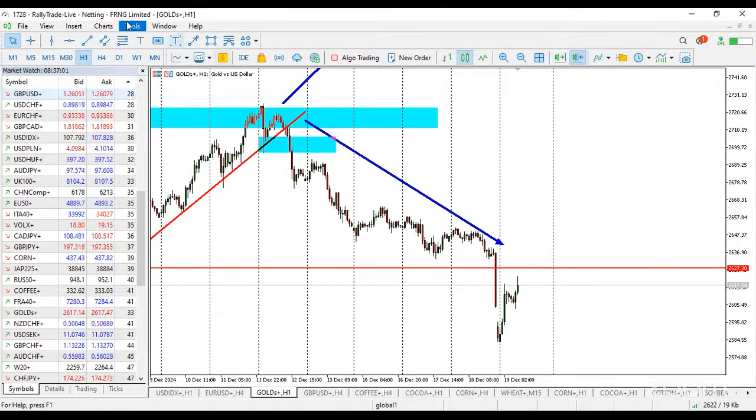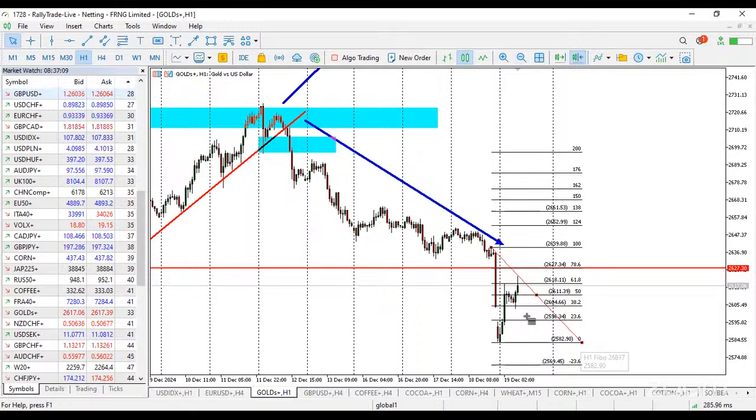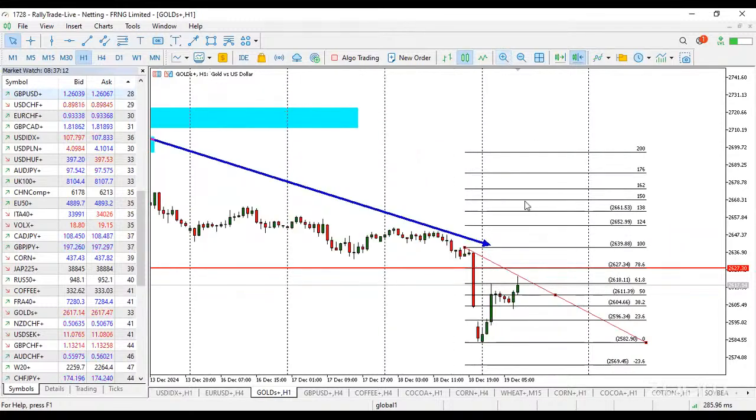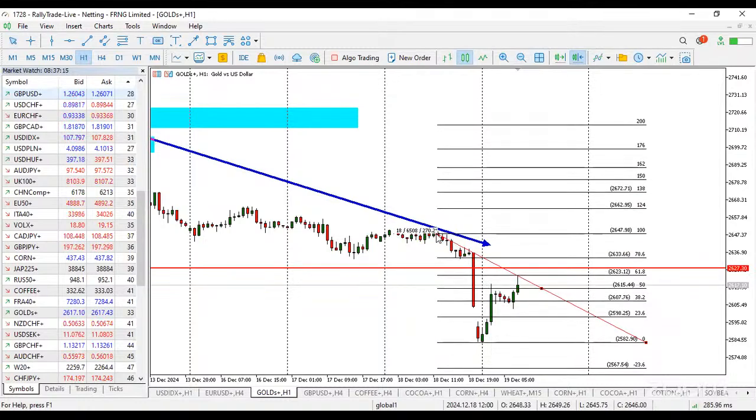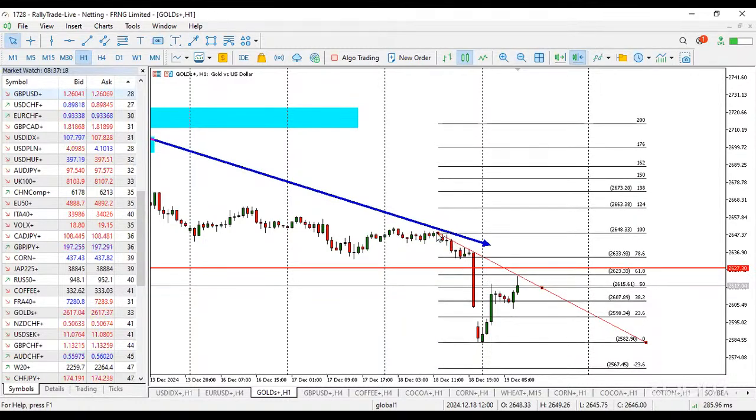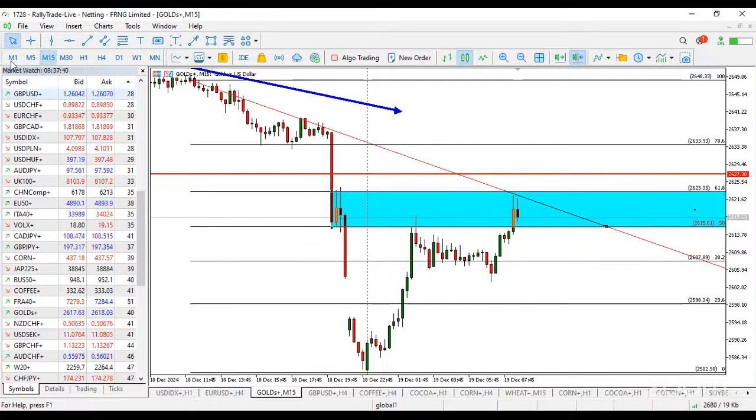So gold gapped to the downside. Let's do a small analysis here. Gold has already done more than 50% retracement to the upside. If we draw from this high, gold is somewhere around the premium price. So technically speaking, gold is in a good position for a sell. But before you enter a sell, you must see the market clearly turning to the downside. You can do that on a lower time frame.